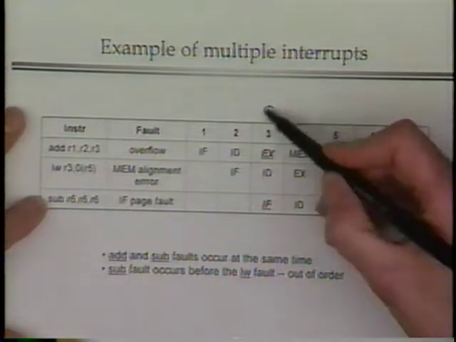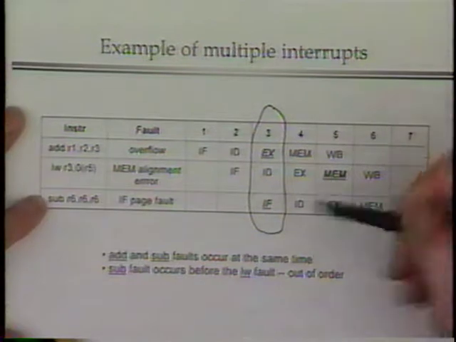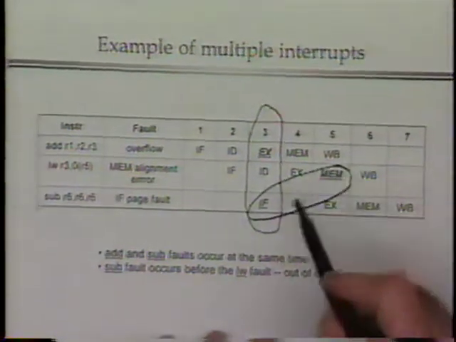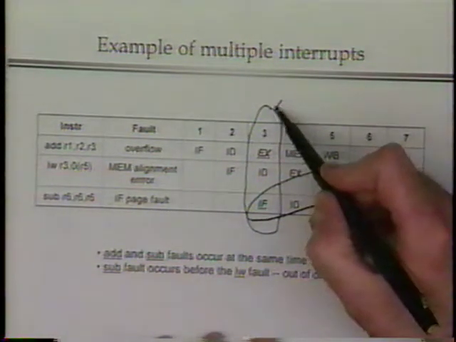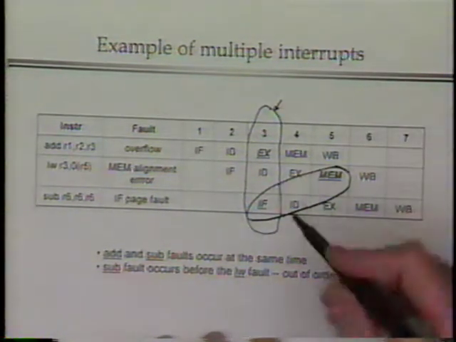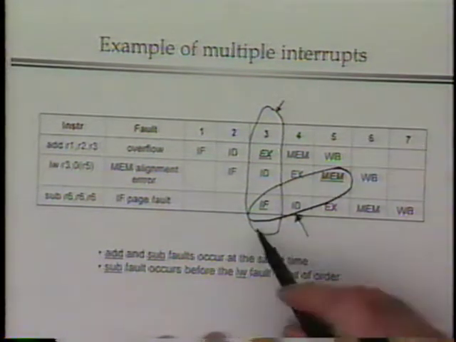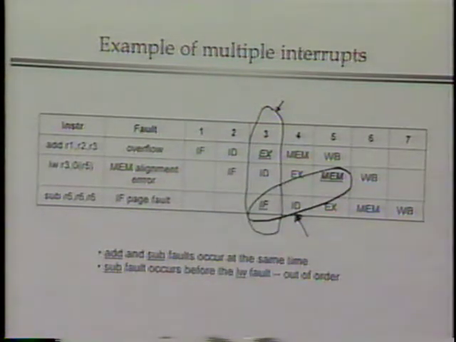So notice that here we've got 2 faults that are occurring at exactly the same time. And here we've got a fault that occurs earlier for a later instruction. This is an easier case because we can decide which order to take them in. This is a much harder case because if we take them in the order in which they occur, we're going to get a fault for a later instruction before the fault for an earlier instruction.